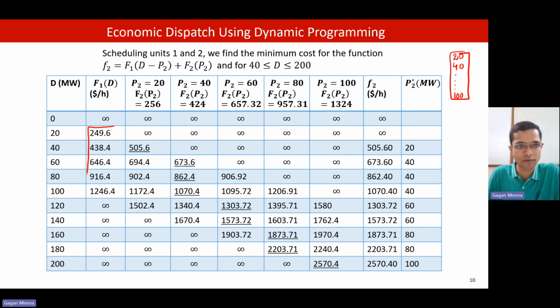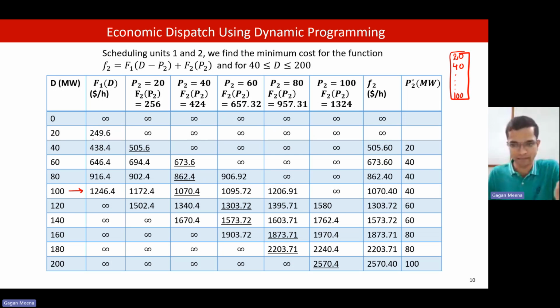This column shows what generator P1 can supply and at what cost, what will be the cost of supplying that demand. Here, if P1 generates 20, it will cost this much, and 100 will cost this much. Now, for 20 megawatt, what are the possible combinations? There is only one combination, because both of them have a minimum; they can supply 20.